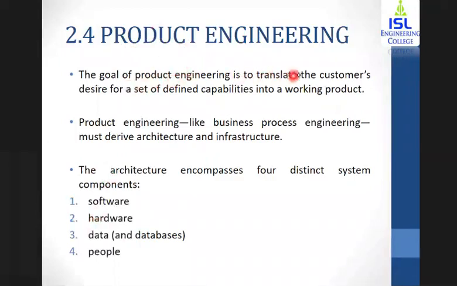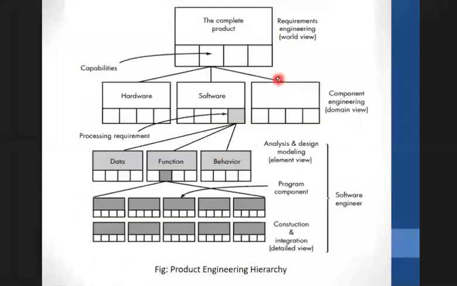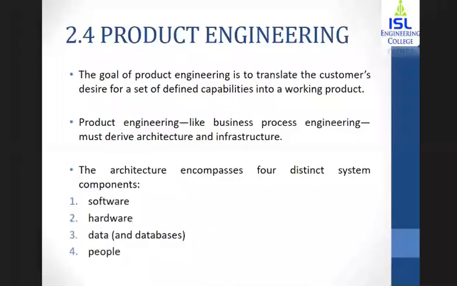The goal of product engineering is to translate the customer desires for a set of defined capabilities into a working product. That is what the customer wants, that is your customer desire, what he wants within the software. Now his requirements are going to be converted into a working product, that is a software or application.